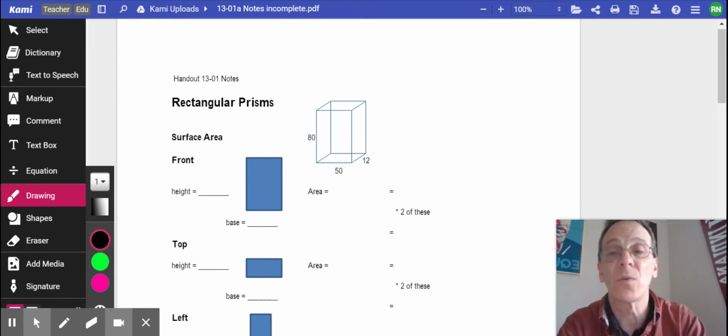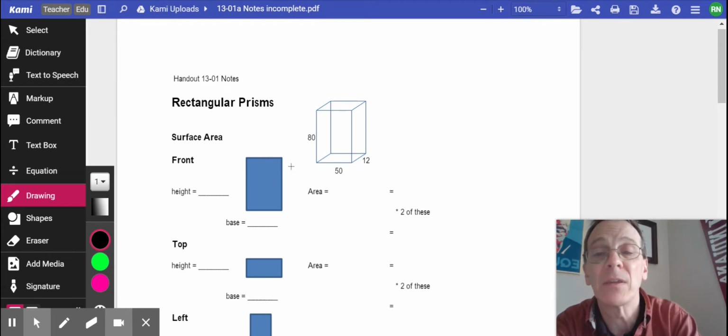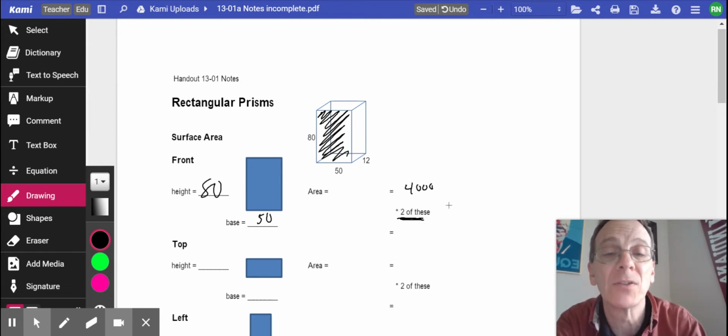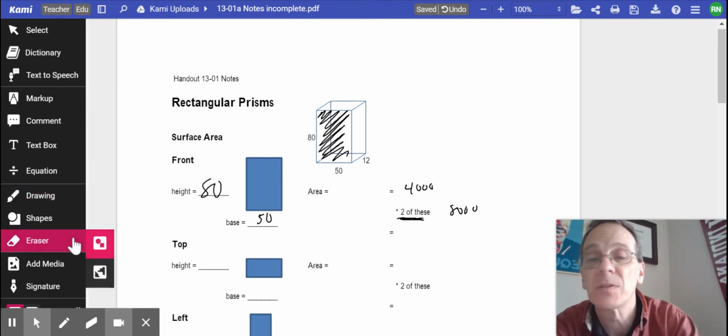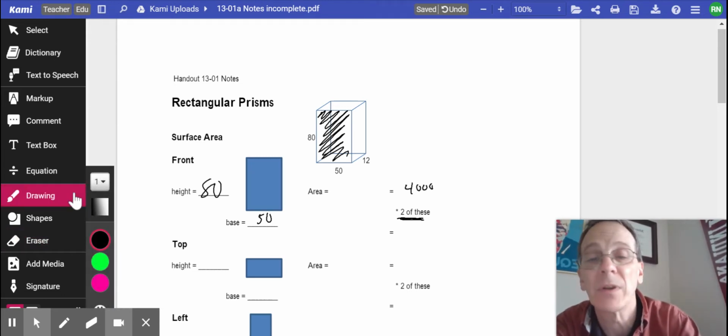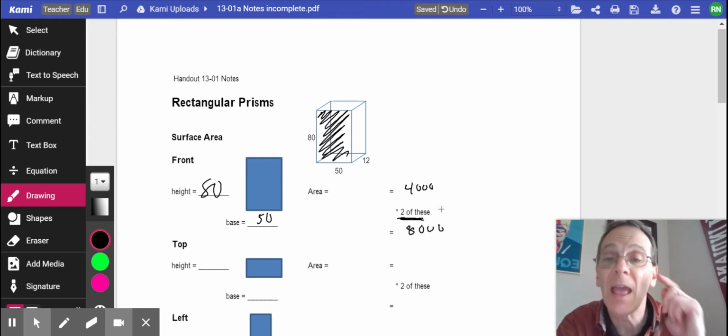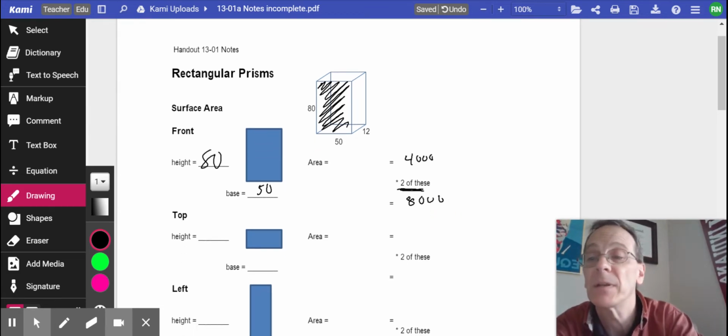Okay, so I'm going to calculate the area of the front surface here. That would be this rectangle right here, which is 80 high and has a base of 50. And so that's 4,000, 80 times 50. But there's a back, which is congruent to the front. So if I double that 4,000, I'll get 8,000. I suppose I should write that in the place where I put an equal sign. 8,000 for the front and the back combined, right?